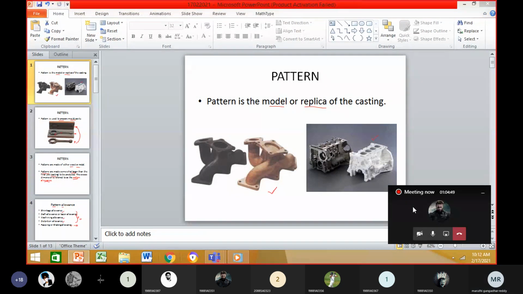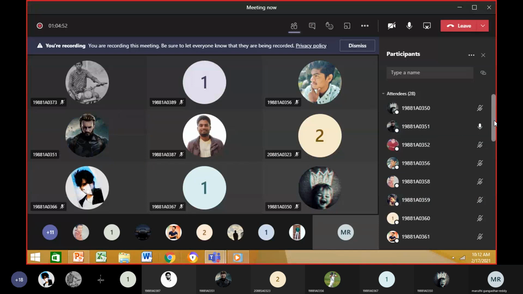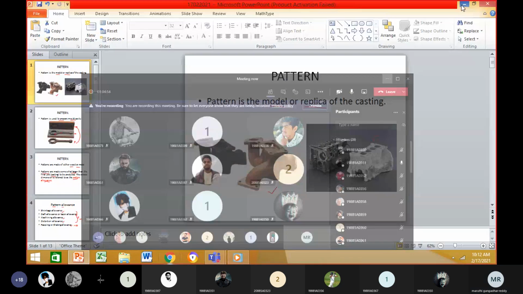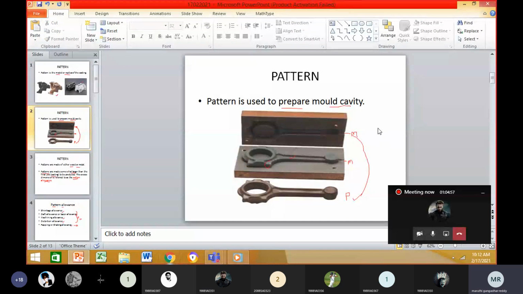Yeah, 351. Are you able to see the screen? Yes, sir. What is this part that is there on the screen? This particular element? Mold cavity. No. It is a pattern of which component of the automobile, I am asking. You said in automobile we will use casting. So this is a pattern of the component. Which part of the automobile?